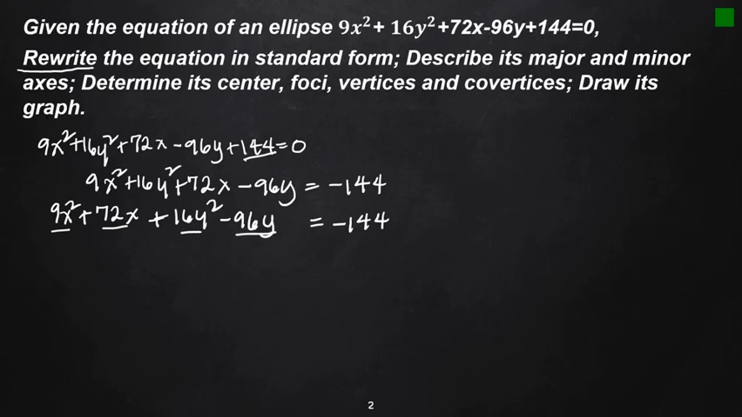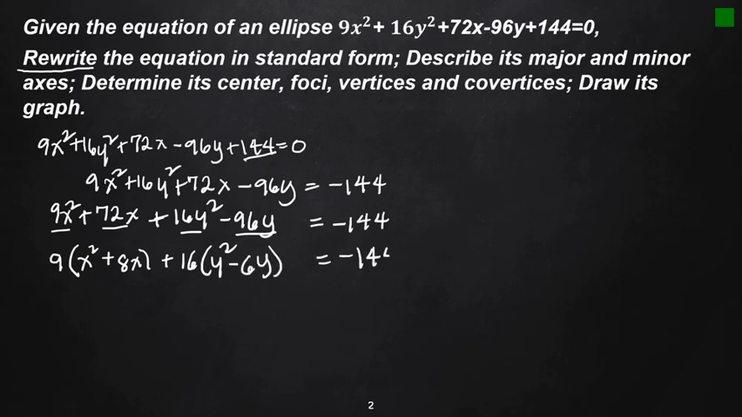Alright, so 9x squared plus 72x, what's common among these two is 9. Okay, so we factor it out and what remains inside is x squared plus 8x. Okay, and then for the second group what's common is 16 actually, and so what remains is y squared, and this 96 becomes 6 because 96 divided by 16 is 6, minus 6y equal to negative 144.